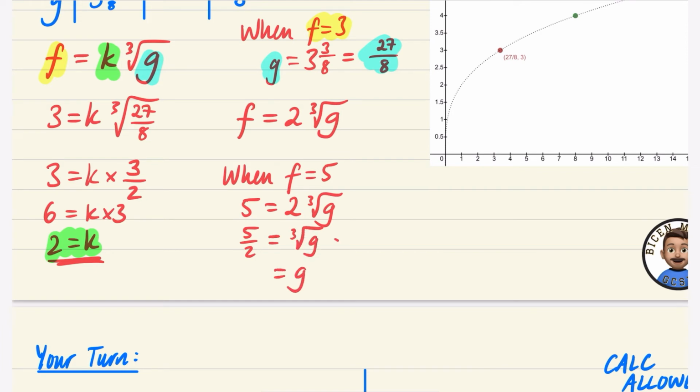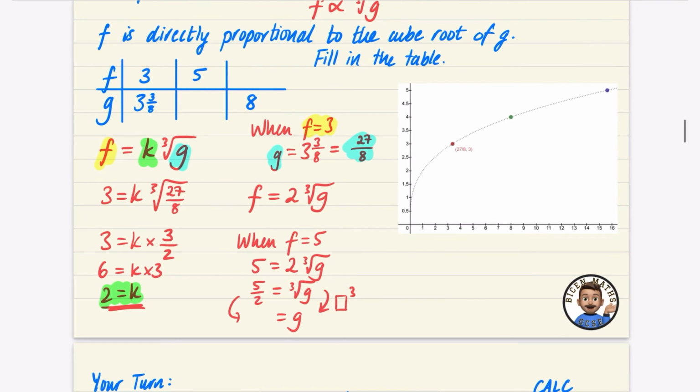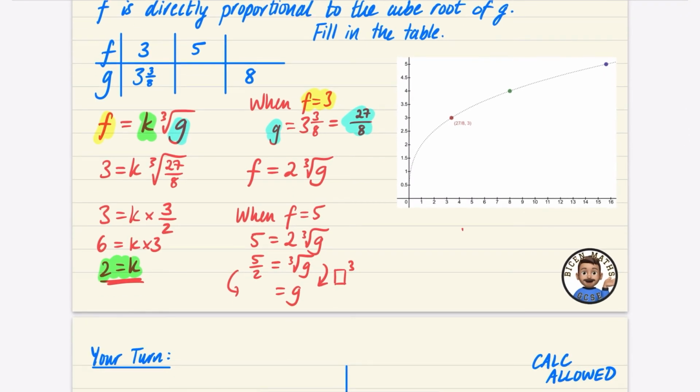Now you need to think to yourself, what is the opposite of doing the cube root? The opposite of doing the cube root is to cube something. So I'm going to do 5 over 2, and I'm going to cube that number. Now, if you need to think about how you cube 5 over 2, because I'm a little bit low on space here, if you're going to do 5 over 2 cubed, that means you're doing 5 cubed and 2 cubed. 5 cubed is 5 times 5 times 5, which is 125, and 2 cubed is 2 times 2 times 2, which is 8. So we get that g is 125 over 8. So I'm going to fill that in up here, 125 over 8. If you wanted to, you could write it as a mixed number like this, but I'm kind of happy to leave that one the way that it is.